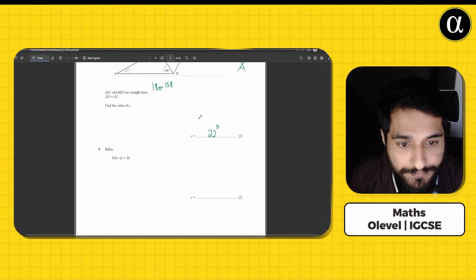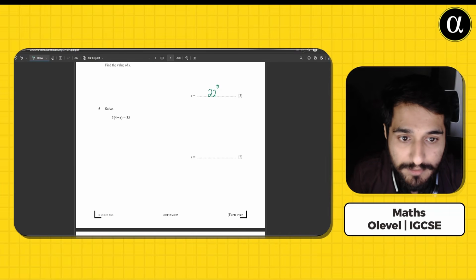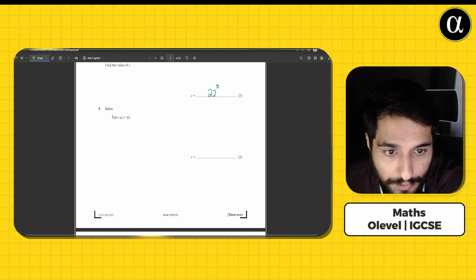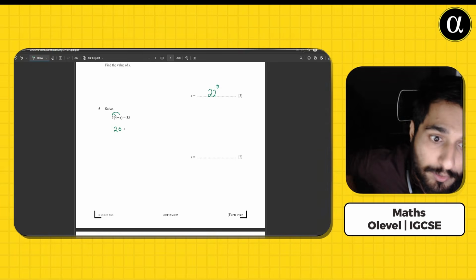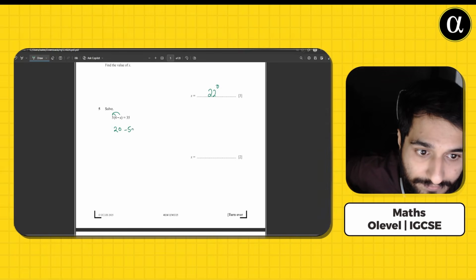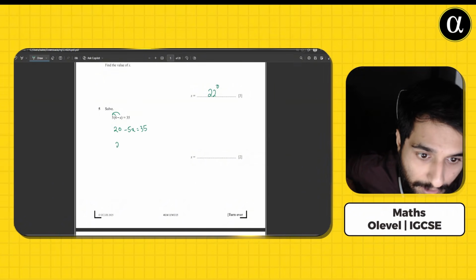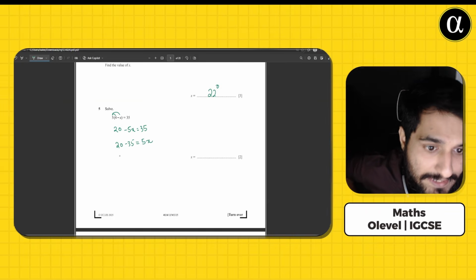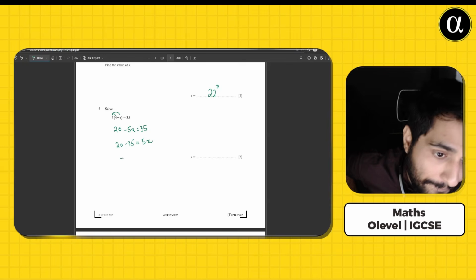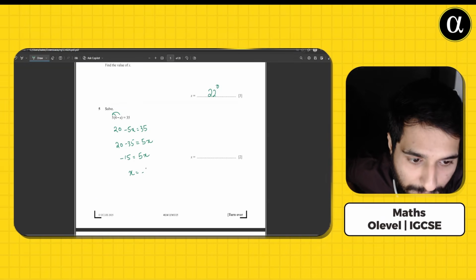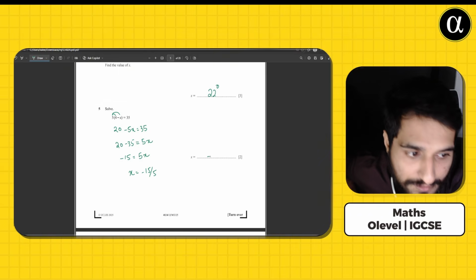Now moving on, question number 5 says we are supposed to solve 5 times (4 minus x) is equal to 35. So this would be 5 times 4 and 5 times x. So this is going to be 20. 20 minus 5x is equal to 35, and this is going to be what? This is going to be 20 minus 35 is equal to 5x, and this would be minus 15 is equal to 5x, and the value of x is going to be minus 15 over 5, which gives us minus 3.